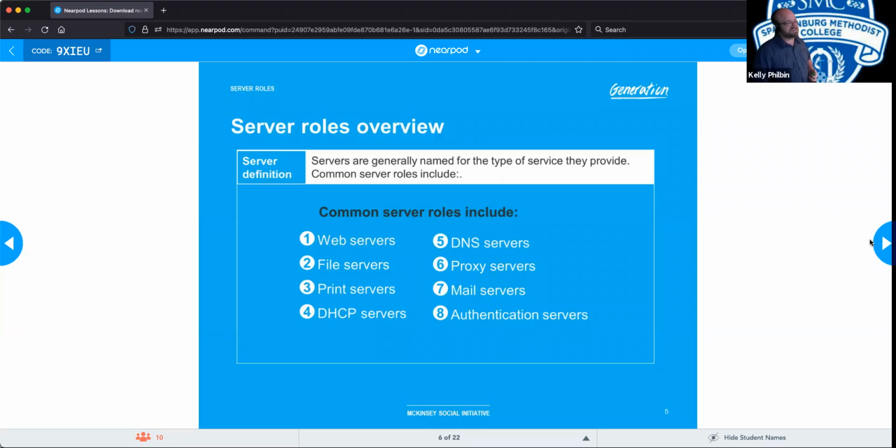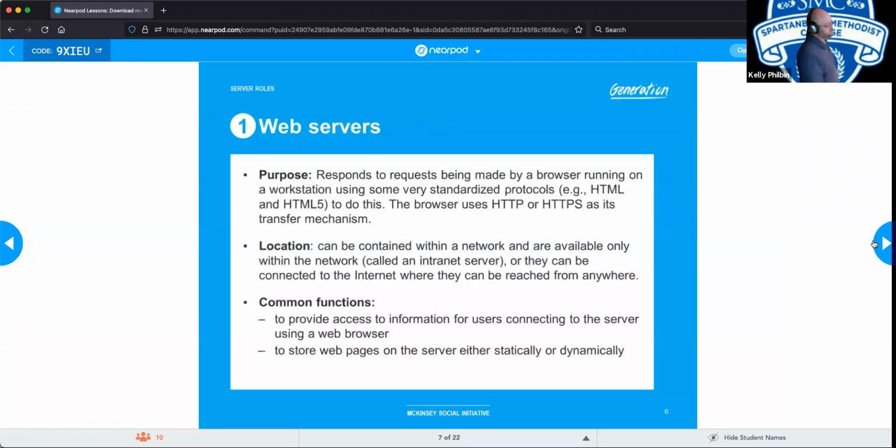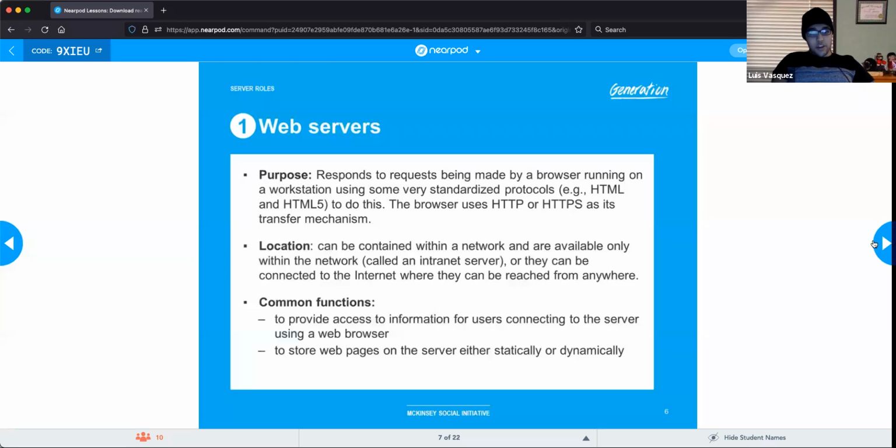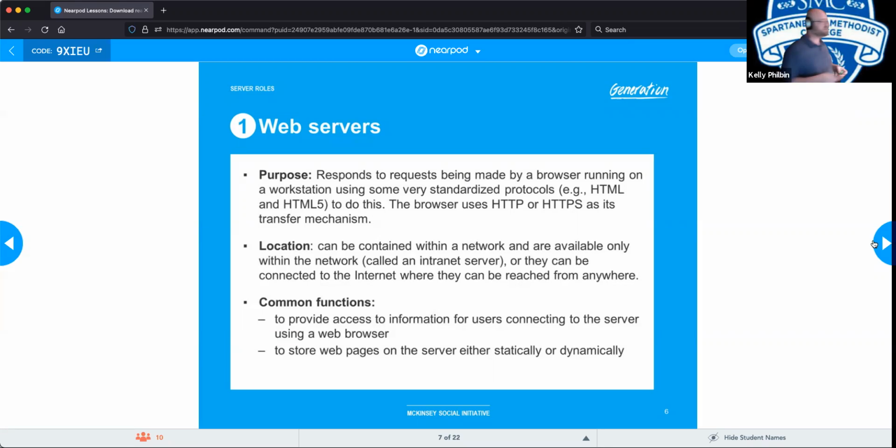All right. A little bit more into it, but that's basically what it comes down to. Web servers themselves. Purpose: response to requests being made by browsers utilizing HTTP and HTTPS, which are located on which ports? If we answer the questions, this goes a lot quicker. HTTP is 80, HTTPS is 443. There we go, 80 and 443. Thank you, on the spot.